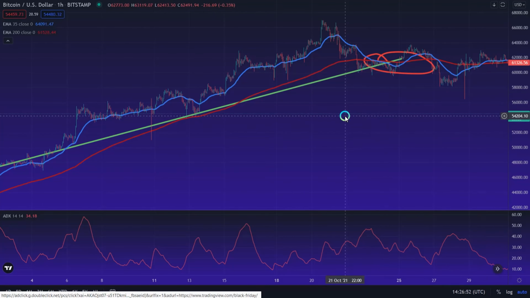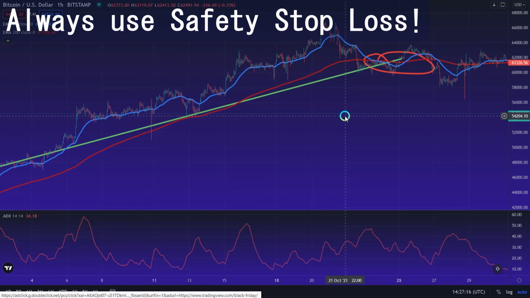Even with this stop loss, our risk to reward ratio is more than 1 to 5, and that is insanely good. So you don't have to worry that a crash happens or anything, that all your money will be gone because of Bitcoin's movements, because you are using a safety stop loss. That is really important to every strategy.